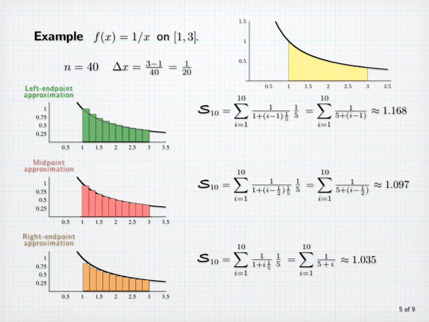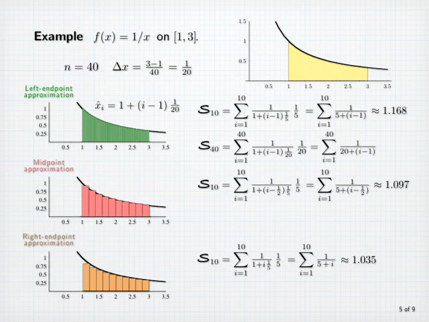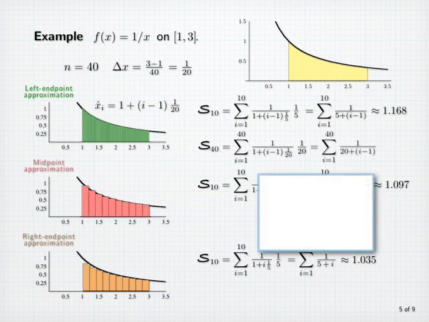For the left endpoint approximation, x hat sub i will be 1 plus (i minus 1) times 1/20, and S40 is the sum from i equals 1 to 40 of 1 over x hat sub i times 1/20. We simplify as before, and we go to the calculator, compute the sum, and find that it's roughly 1.115.